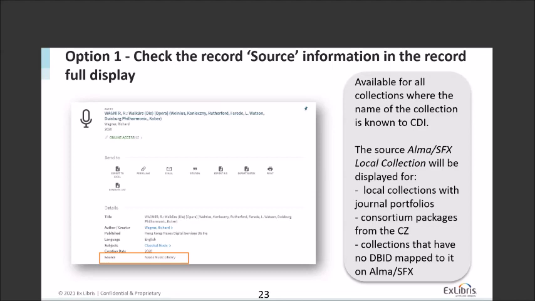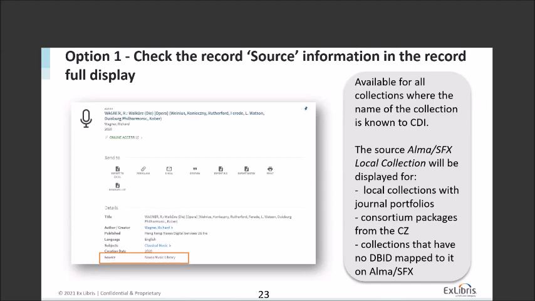That's the first scenario. The second is that some big consortia packages from the community zone in Alma do not have a DBID and do not have a collection name in CDI. So we make sure in the Alma community zone that all of the main collections or packages that are available to all of our customers are mapped, but some consortia packages that are specific to a specific country or a consortium that are in the community zone will not have this mapping.